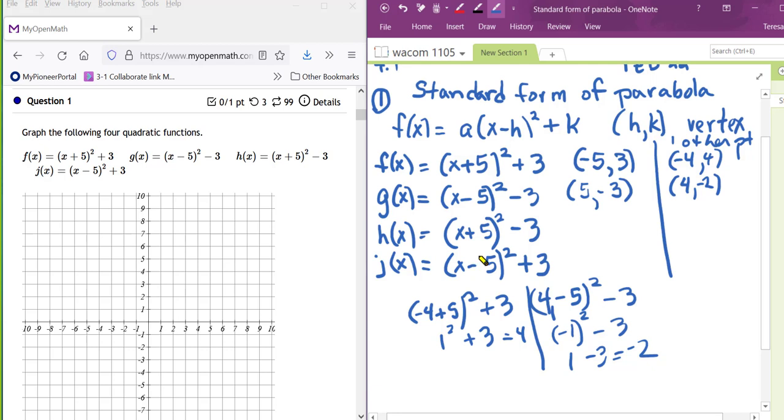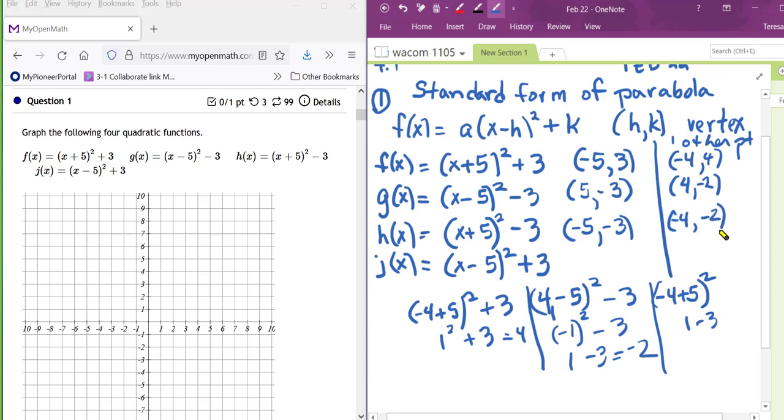So next one for the vertex will be -5, -3, and to pick a point, this is plus, so you need something small. So if we pick a -4, so -4 plus 5, and square it, so that'll be 1 squared is 1, and this time it is -3. So that gives us -2, and one more, so 5, 3.